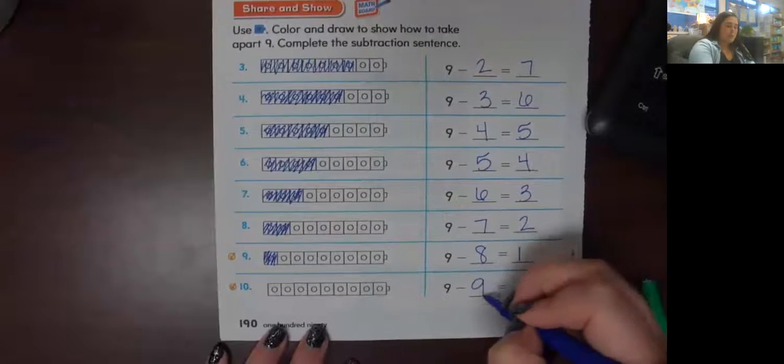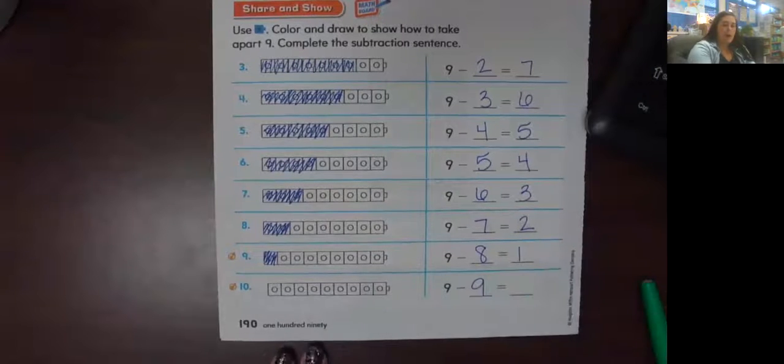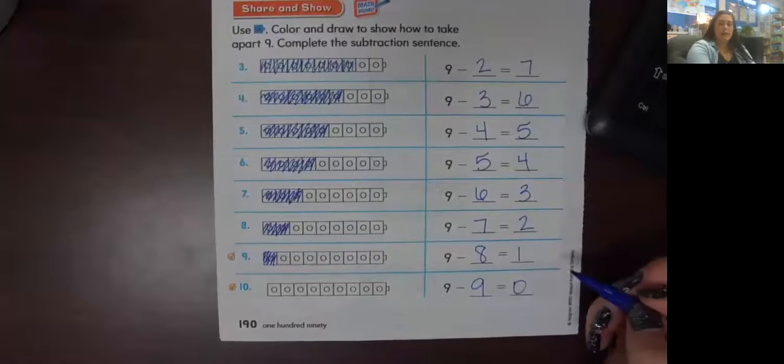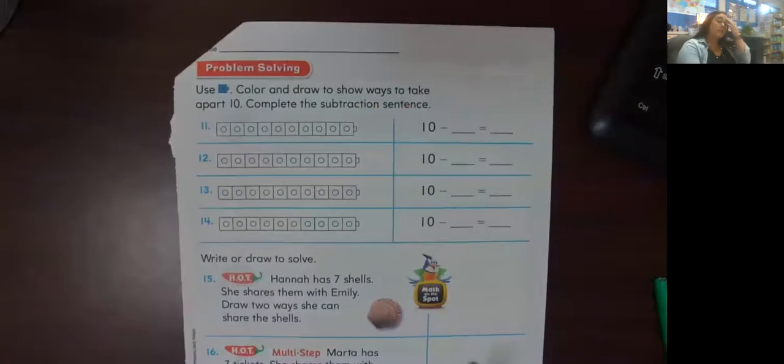And the next one we have 9. So we want all 9 to be white. How many are blue? None. So that's 0. 9 minus 9 equals 0. Okay. Then on the back, we're going to do the same thing, but with 10 cubes instead.